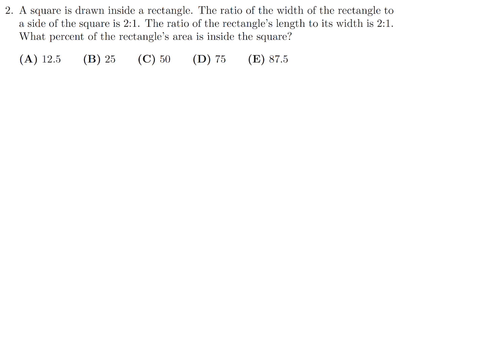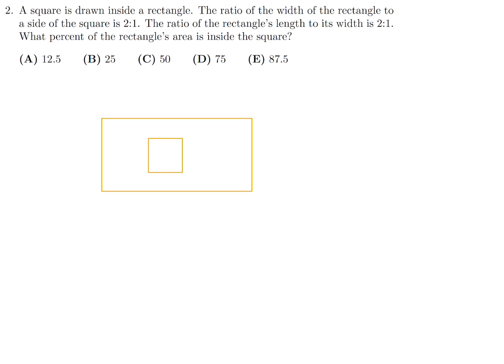A square is drawn inside a rectangle, and the ratio of the width of the rectangle to the side of the square is 2 to 1. The ratio of the rectangle's length to its width is 2 to 1. What percentage of the rectangle's area is inside the square? So first we have a rectangle, and then we've got some square, like this, approximately. And they're giving you some clues here.